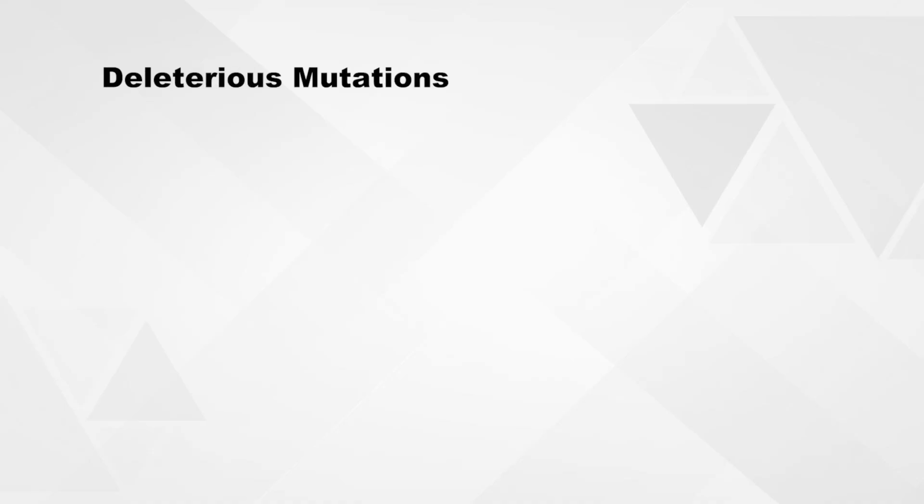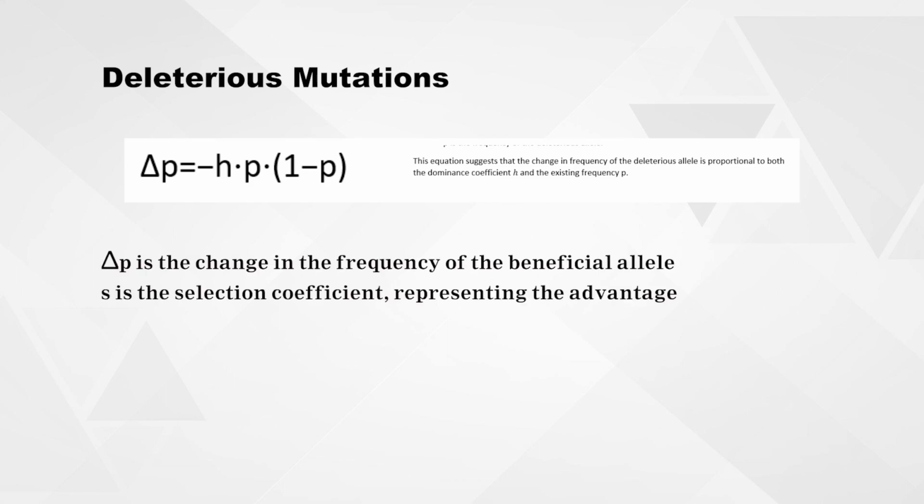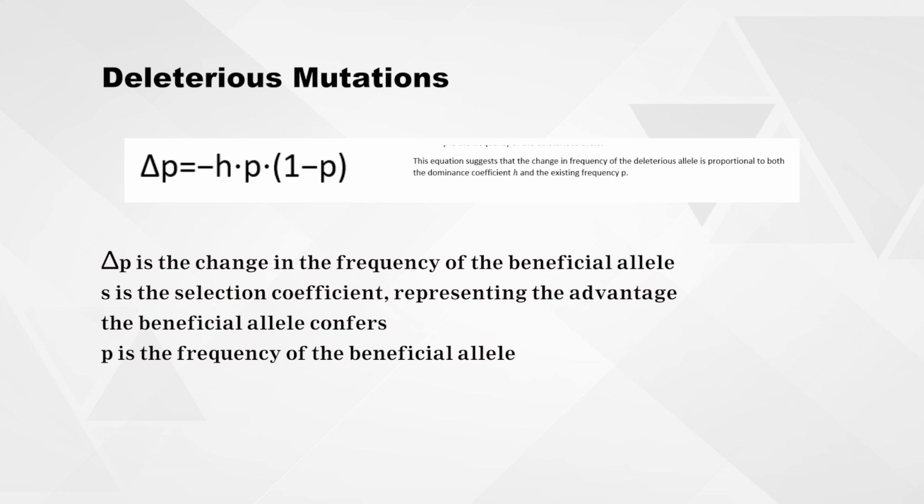Beneficial mutations are often modeled using equations that describe how the frequency of the beneficial mutant alleles changes over time due to the advantage it provides. A simple model looks like this, as explained in the equation: delta p equals s times p times (1 minus p), where delta p is the change in the frequency of the beneficial allele, s is the selection coefficient that represents the advantage of the beneficial allele over the other alleles, and p is the frequency of the beneficial allele. This equation suggests that the change in frequency of the beneficial allele is in proportion to both the selection coefficient and the existing frequency p.